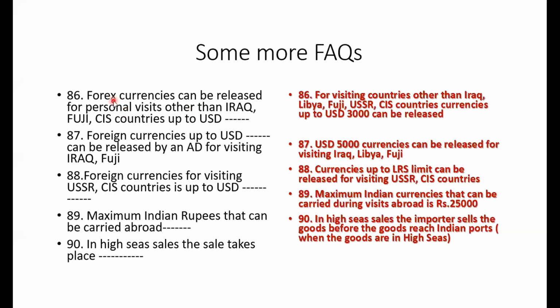For example, forex currency that can be released for personal visits other than Iraq, Libya, Fiji, CIS countries: US dollar 3,000 only. In currency form, maximum normally 3,000, keep it in mind. But for some countries like CIS, USSR, you can release up to the LRS limit. What is LRS? Liberalized Remittance Scheme. Up to $250,000 also you can release in currency form because these countries have problems in encashing by other modes. For other countries, $3,000 is okay.